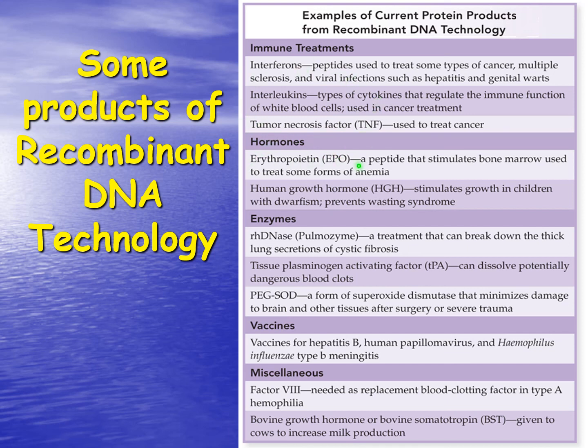Hormones such as erythropoietin, human growth factor, insulin, and others. Certain enzymes such as tissue plasminogen activating factor, or TPA, which is known as a clot busting drug, because this actually can dissolve potentially dangerous blood clots in myocardial infarction and thrombotic strokes.